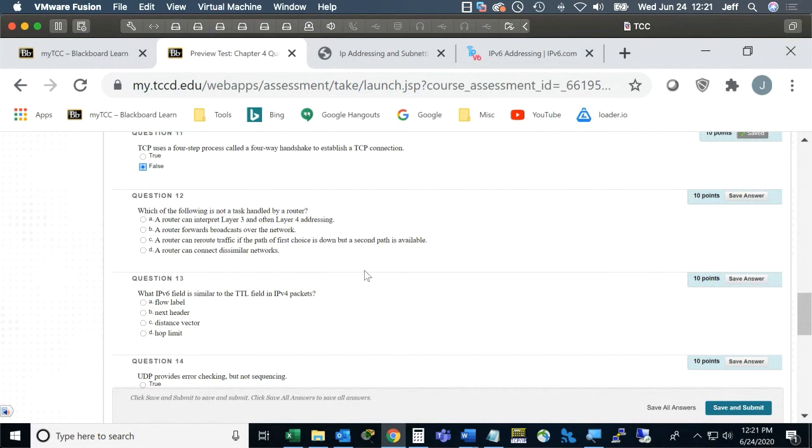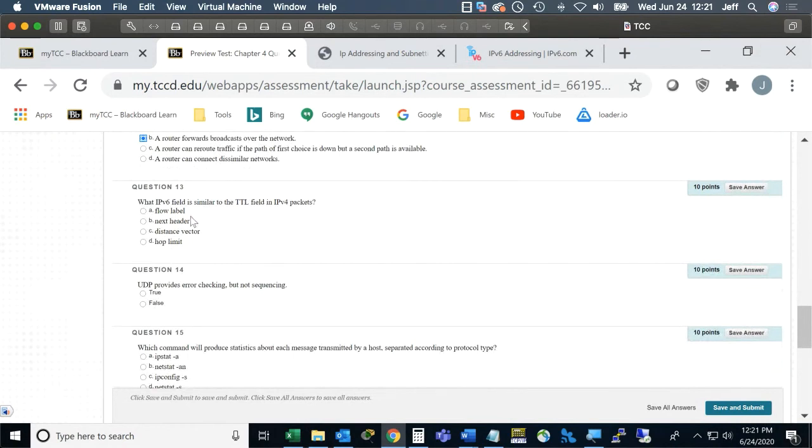Which of the following is not a task handled by a router? B, right? It does not forward broadcast. That's the whole purpose of the router. Well, one of the main purposes is to block broadcast, so you can separate networks so that the broadcast traffic doesn't overwhelm. Because if we didn't have routers blocking the broadcast, the network would be unusable because we'd have these broadcast storms from every computer on the network in the world.